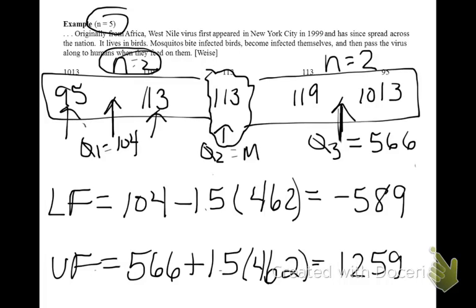And if I go through and identify whether or not there's outliers, there's no numbers smaller than negative 589, so no outliers on the lower end. And there's no numbers larger than 1259, so no outliers on the upper end.